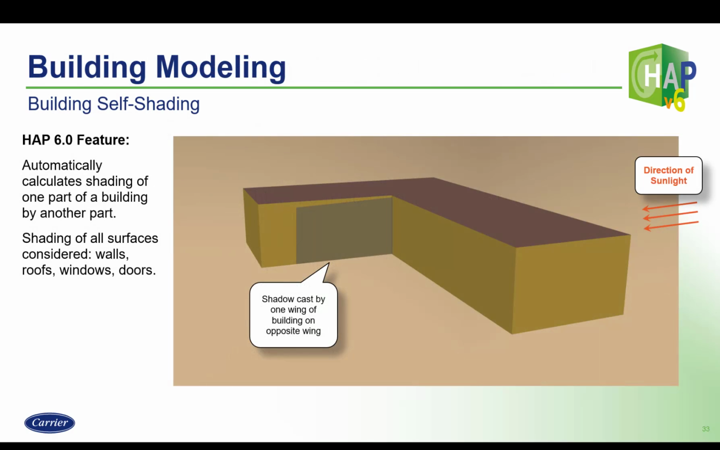Let's take a minute and discuss the first new feature from EnergyPlus, self-shading. Building self-shading is a powerful model that has been added to HAP. Self-shading automatically calculates shading on one part of a building by another part as shown here. That shadow will move across the building walls, roof, windows, and doors based upon the sun's position, impacting loads and energy consumption. This capability was made possible by the integration of HAP version 6 and EnergyPlus.